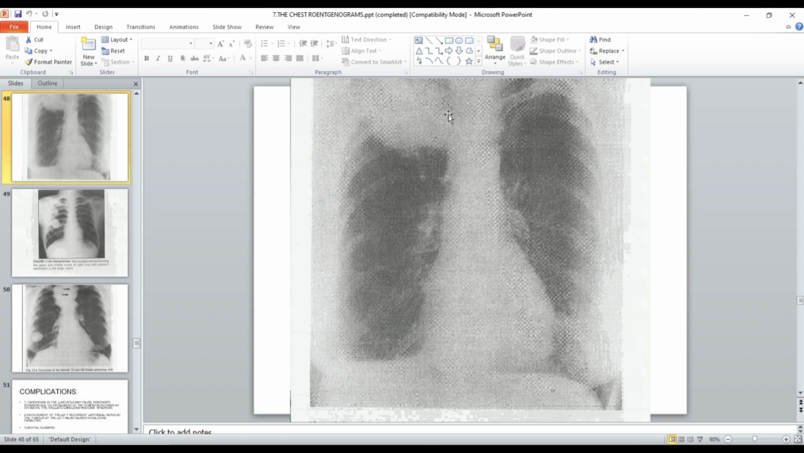This is bronchogenic carcinoma occupying the upper part of the right lung, a nearly well-defined opacity. There is also slight pleural effusion.